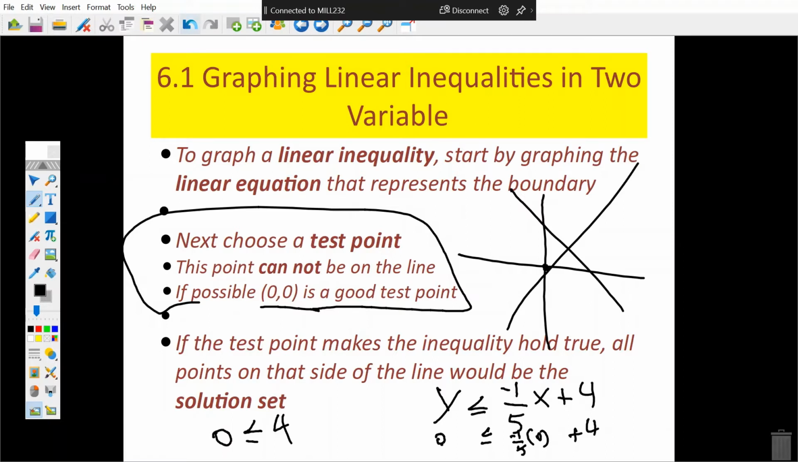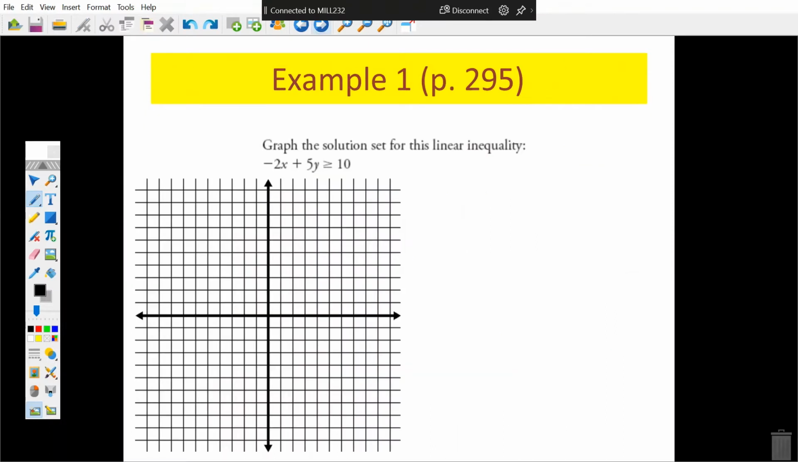But that's getting ahead of ourselves a little bit, okay? So let's try an example. Let's try this one together. The question says to graph negative 2x plus 5y is less than or equal to 10. Okay? So once again, you can start by finding the x and y intercepts, or you can put it in slope-intercept form. I like the slope-intercept form, but again, either way is fine.